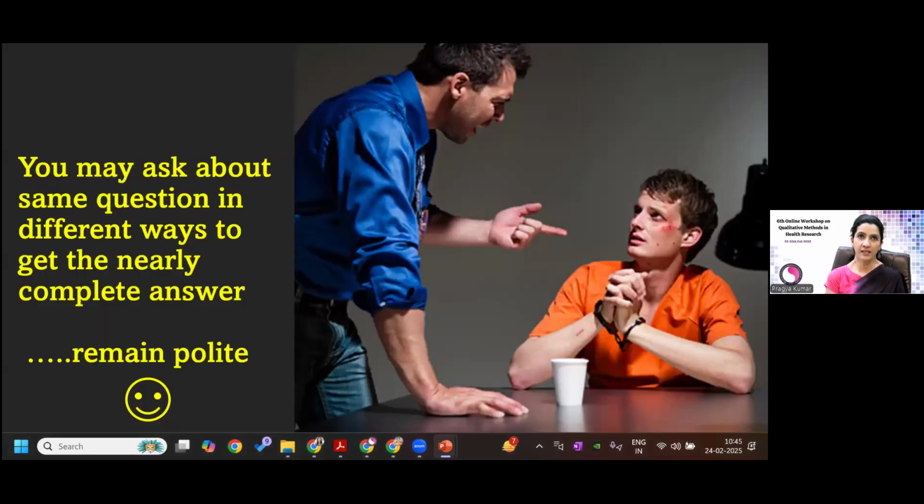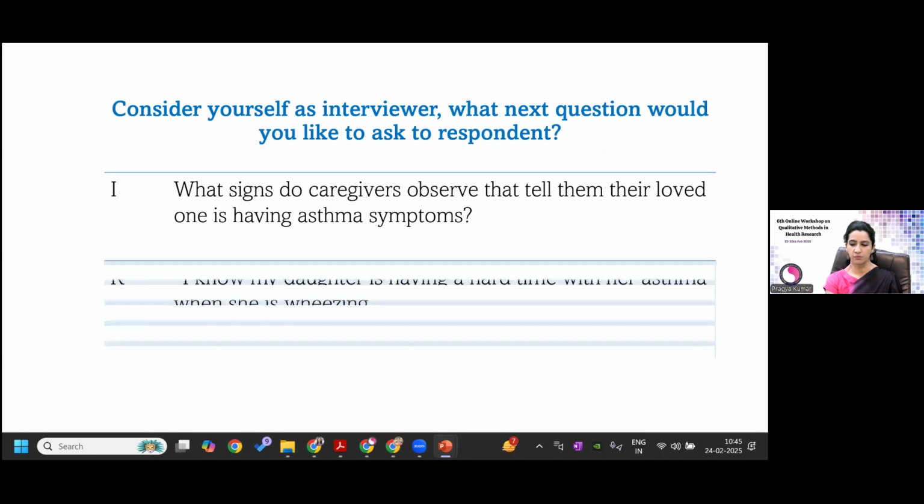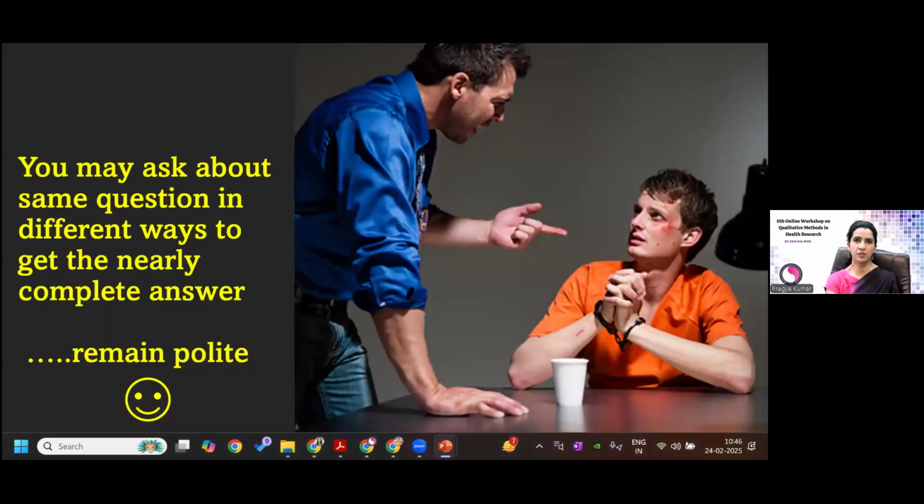Again, the next is that you may ask the same question in a different way. Like Dr. Ravi has just said with the auto injector, that if they used an IV injection, what inconvenience it would have caused. The other way around. That's the example he has given: the same question you can ask in a different way, so that you will get the answer.